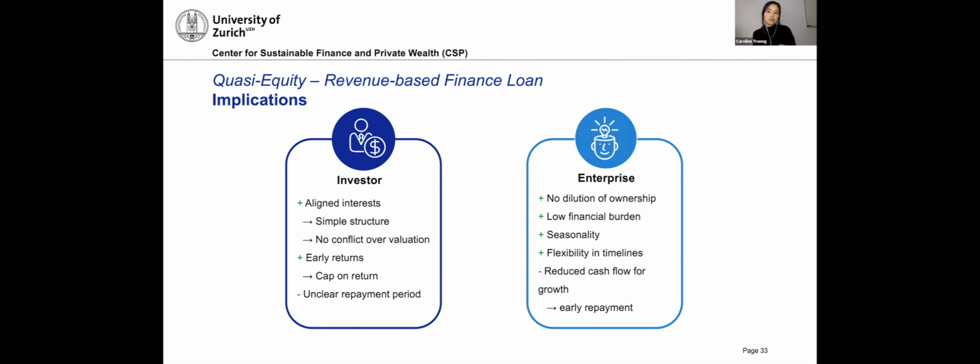However, in times when the enterprise is producing profits, there is no excess revenue left to invest in future growth because of the interest payments the enterprise has to pay. So the enterprise has an incentive and an interest to repay the loan as soon as possible.